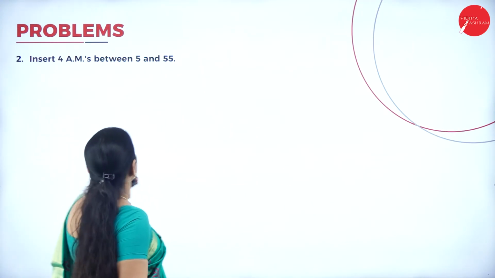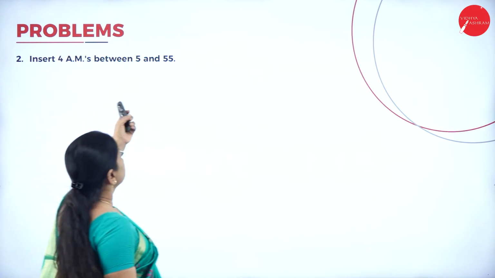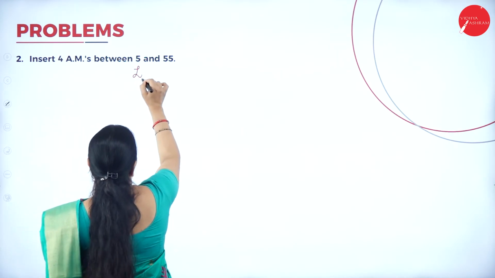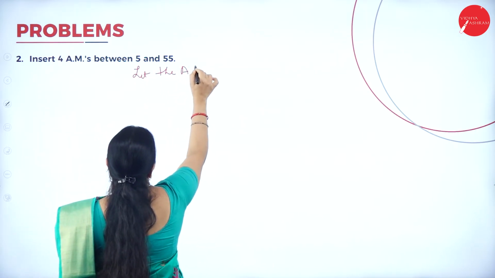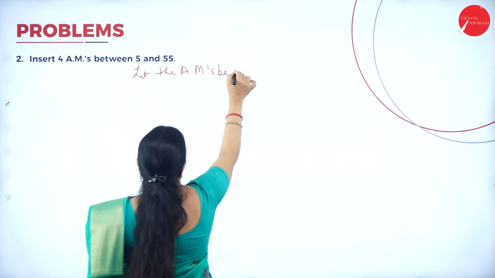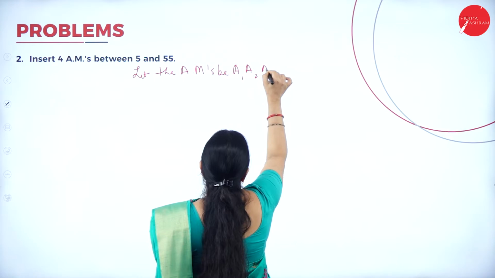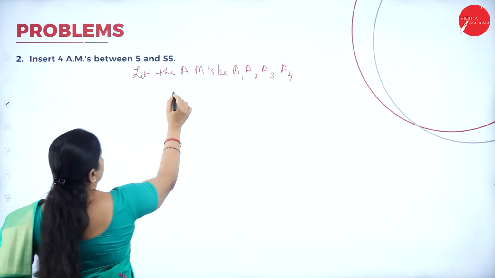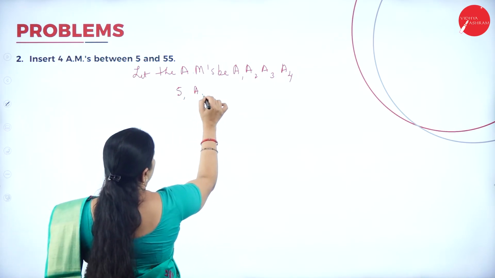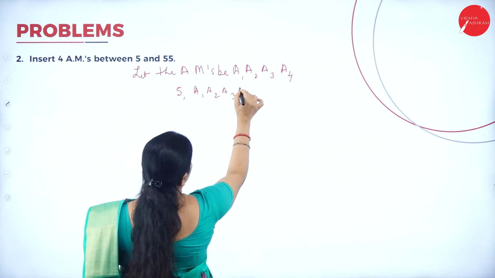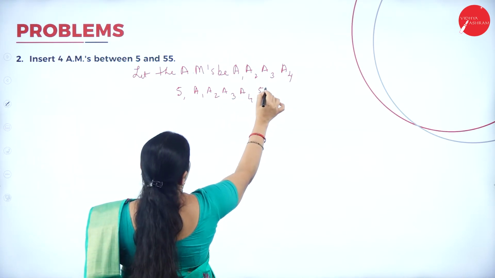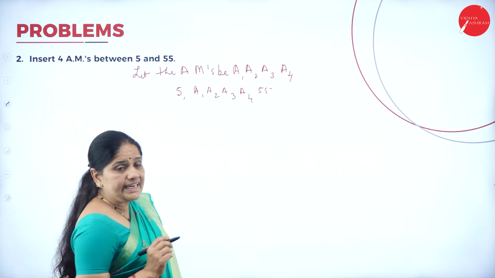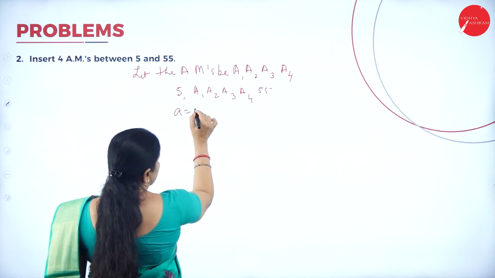Now the second problem here: insert 4 arithmetic means between 5 and 55. Let the arithmetic means be A1, A2, A3 and A4. Now we have to insert these between 5 and 55: 5, A1, A2, A3, A4 and 55. Now we should identify what A and D are here. So A equals 5.